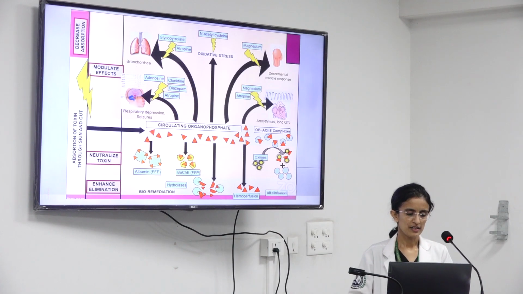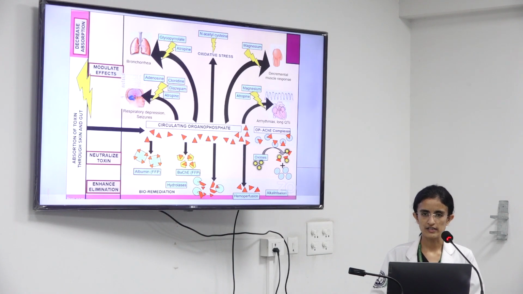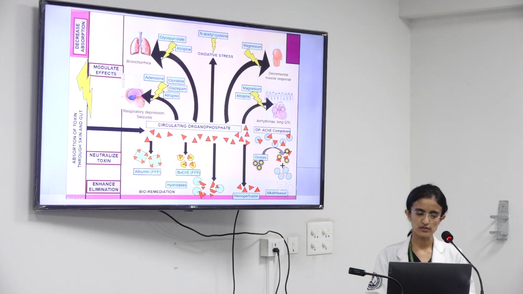The management part. It includes 4 components, that is decreased absorption. Absorption of toxin should be decreased through the skin and the gut. After absorption, the organophosphates make a compound with the acetylcholinesterase enzyme and it acts on various organs. It acts on the heart and causes arrhythmias and long QTc interval. It acts on muscles, causes oxidative stress. It acts on respiratory muscles, causes bronchorrhea and bronchospasm, and on the CNS causing respiratory depression and seizures. For these various organs, atropine, diazepam, clonidine, adenosine and other groups of drugs modulate the effect of the organophosphorus.